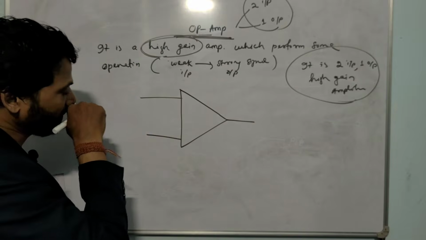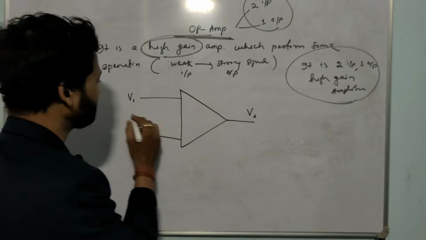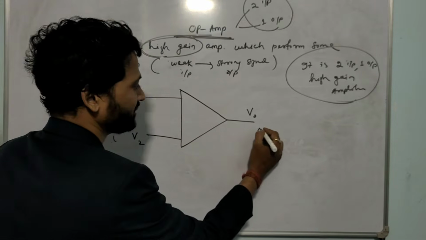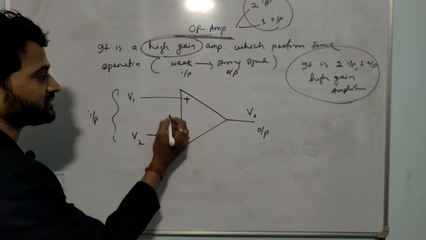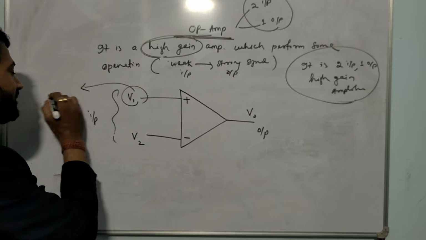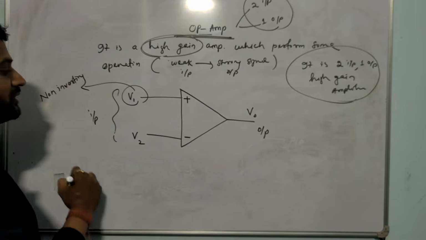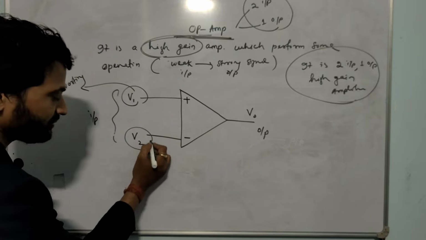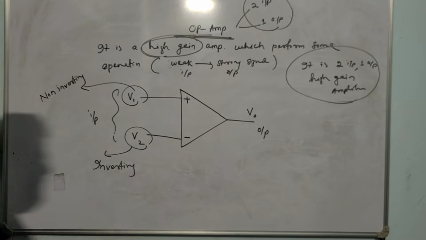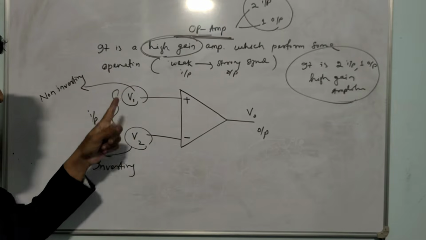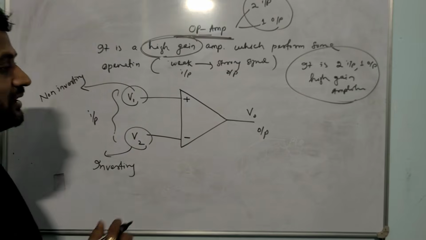And what is the constructional feature? It has two inputs. One is V1, the second is V2, and the output is V0. This side is the input and this one is the output. This terminal is plus and this one is minus. The plus terminal we call the non-inverting terminal. And the minus one is V2, so it is called the inverting terminal. Is it clear? Again I repeat, it has two terminals, two inputs V1 and V2. One is non-inverting which is plus, and inverting is minus, and the output is V0.